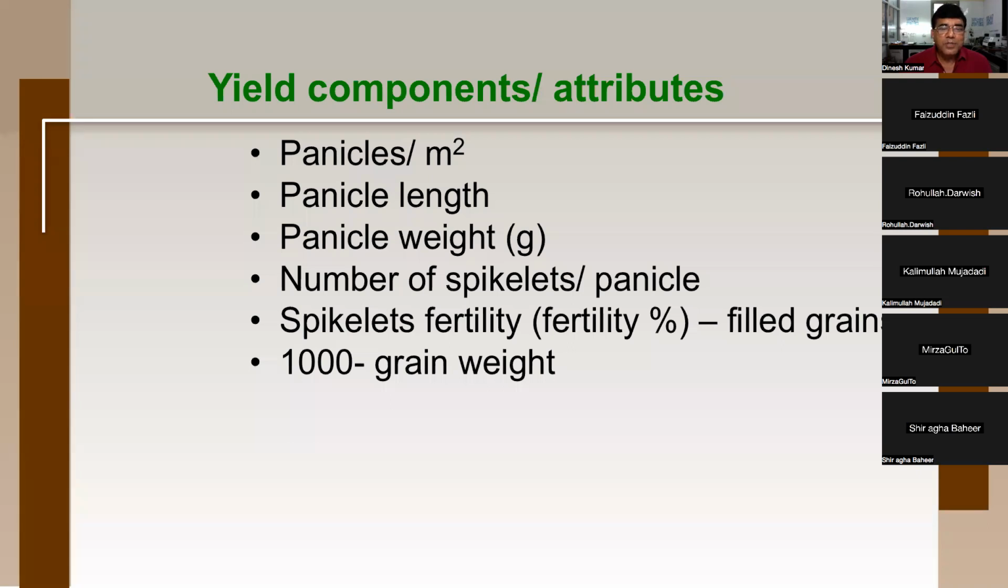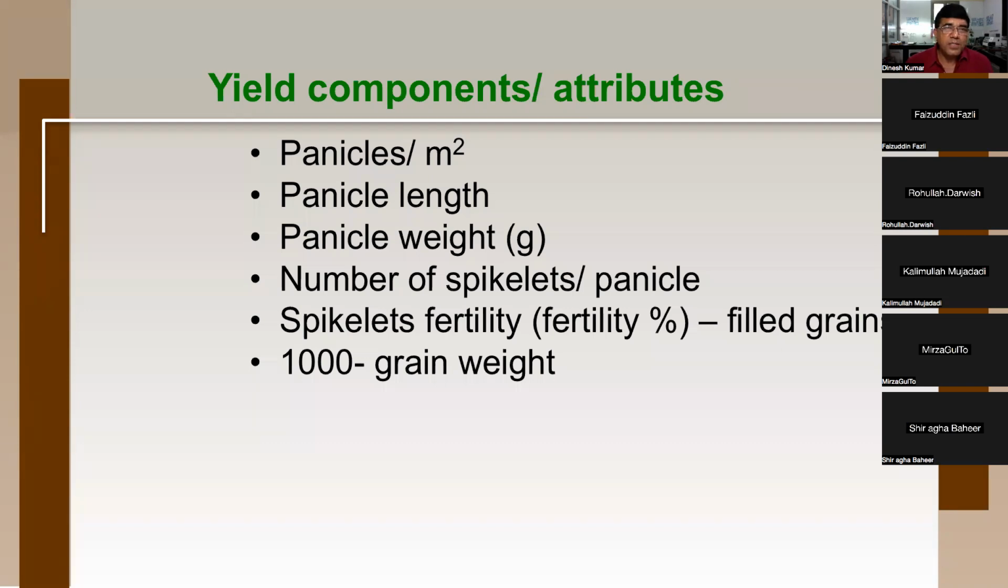And then 1000 grain weight. You know how we can take the 1000 grain weight? You can count about 100 filled grains, take their weight and multiply it by 10, and you will get the weight in gram. So 1000 seed weight can also be calculated. So these are the important yield attributes in case of rice.